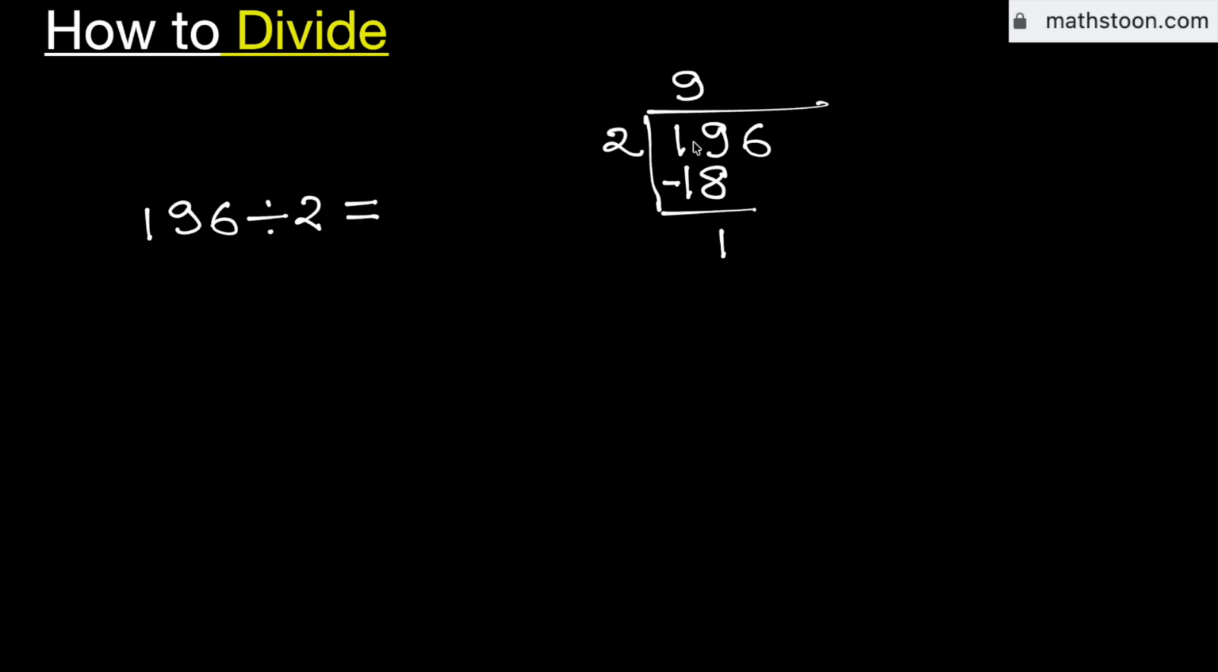That is why we need to bring down this adjacent 6 here. And we know that 2 times 8 is equal to 16. Subtract, we get 0. As we get the number 0 and we have no number to bring down here, so we will stop. Therefore, 196 divided by 2 is equal to this number 98. And this is our final answer.